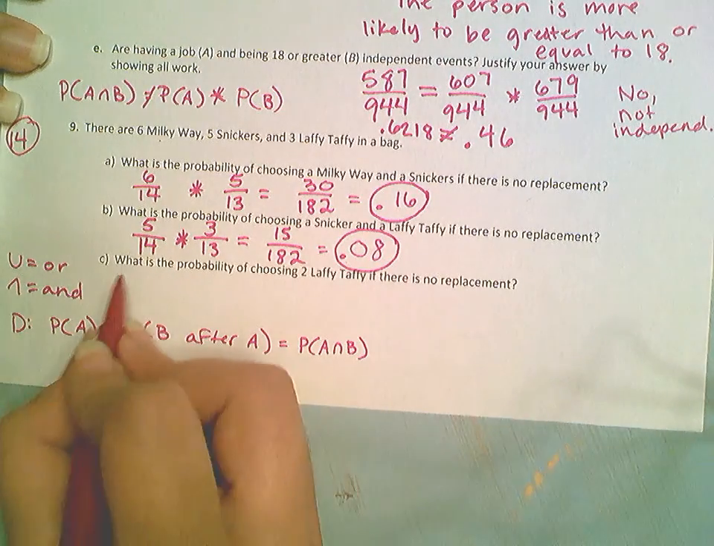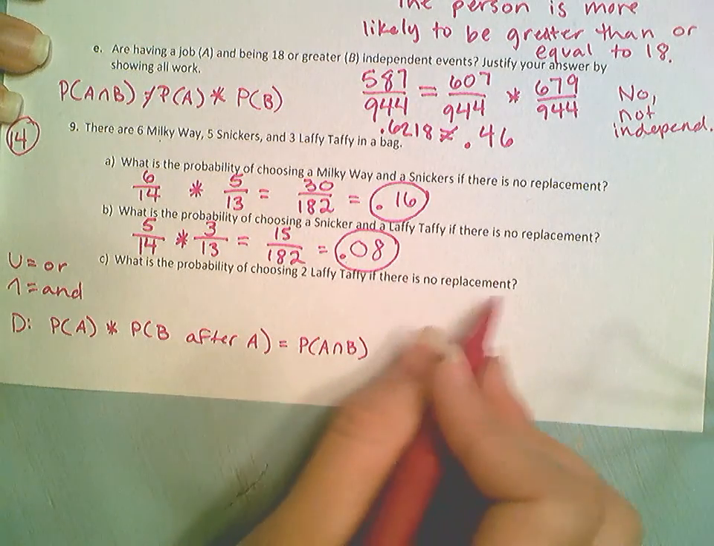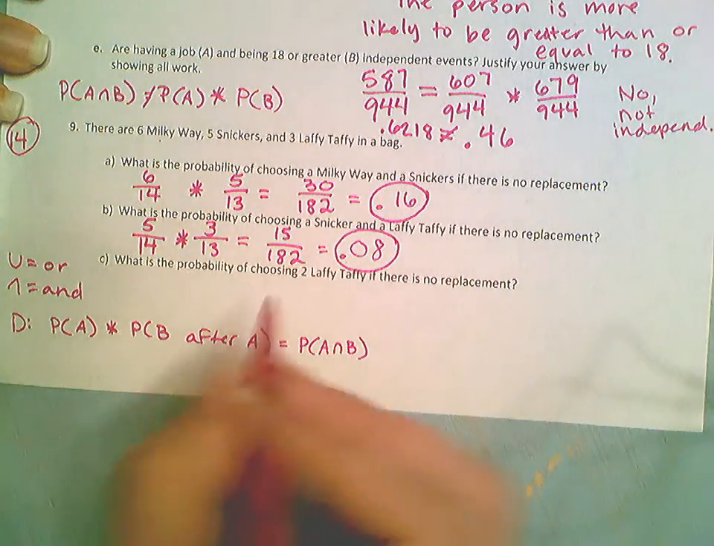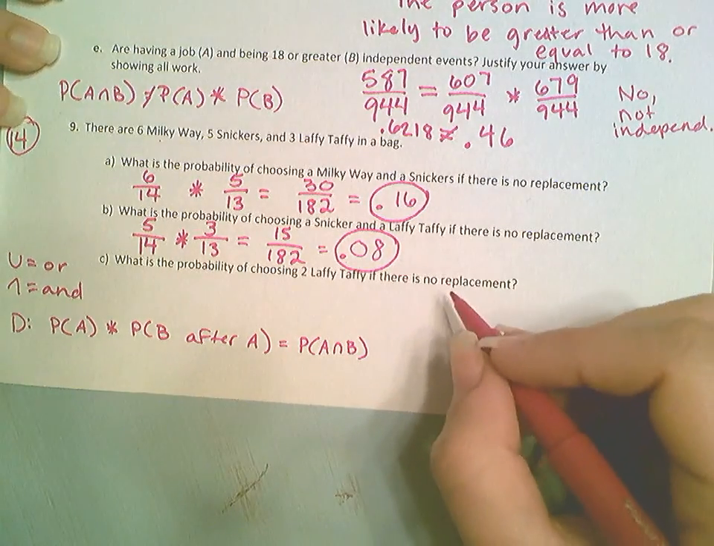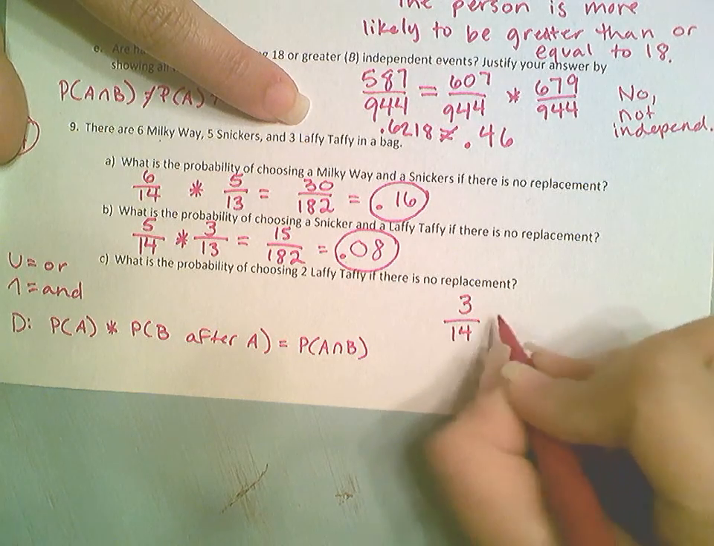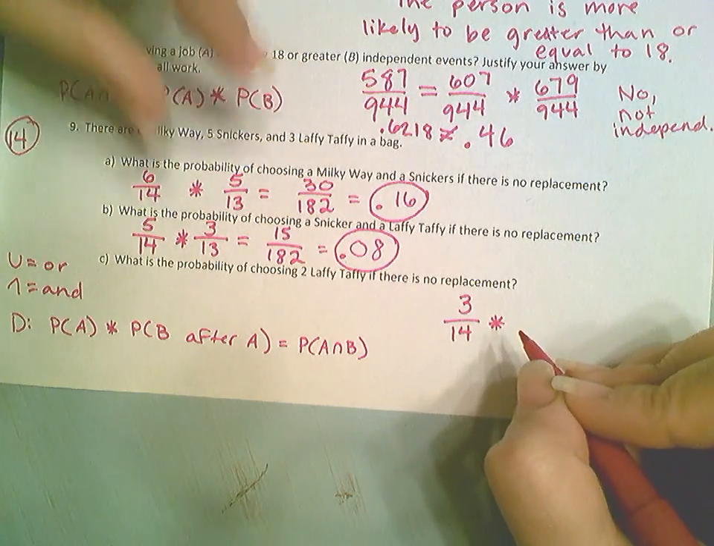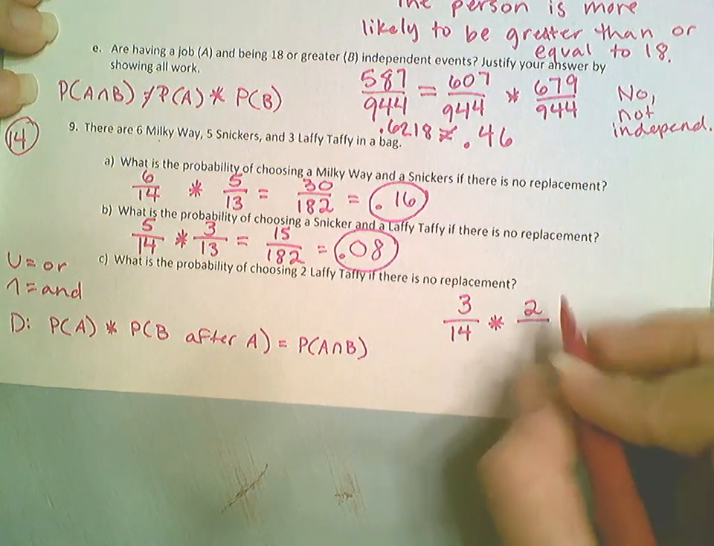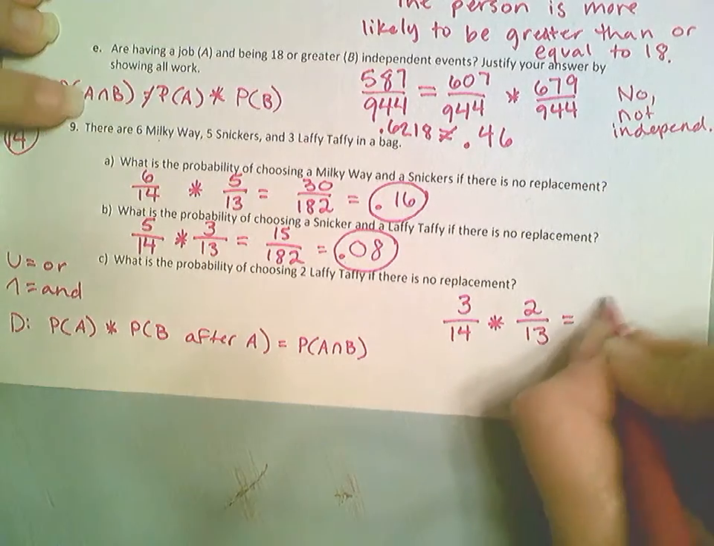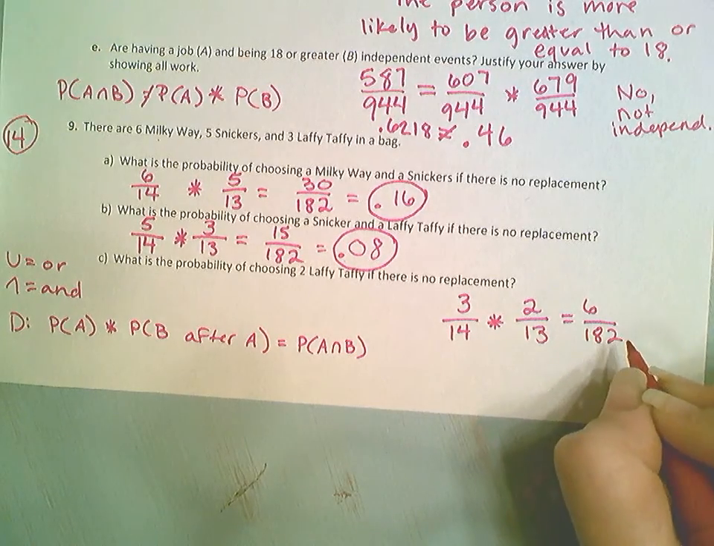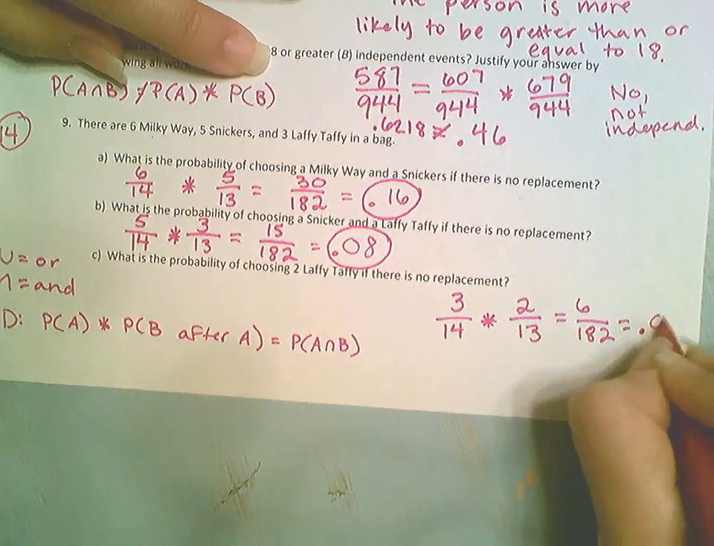Now, what is the probability of choosing 2 Laffy Taffy if there is no replacement? Again, no replacement, so we'll be using the dependent equation. So if we're looking at Laffy Taffies, the first one we pull out will be a Laffy Taffy. Out of the 14 candies, we had the probability of 3. We'll multiply that, and if you think about it, we've got 3 Laffy Taffies, but we pull one out. There's only going to be 2 Laffy Taffies left and only 13 candies left. So we will get 6 out of 182, which leaves us with 0.03 as our probability.